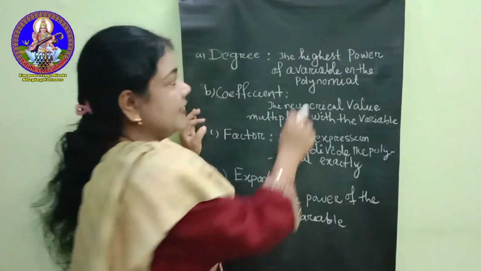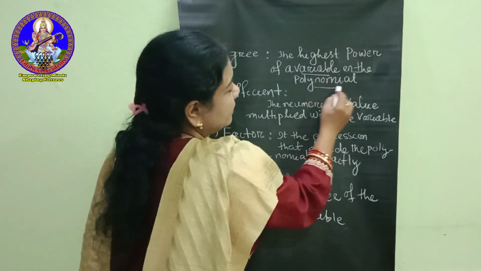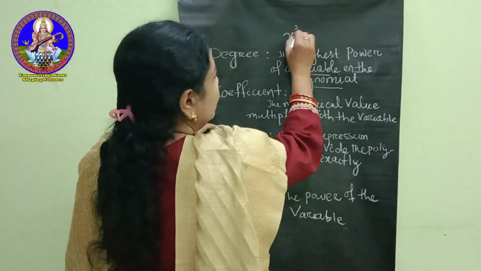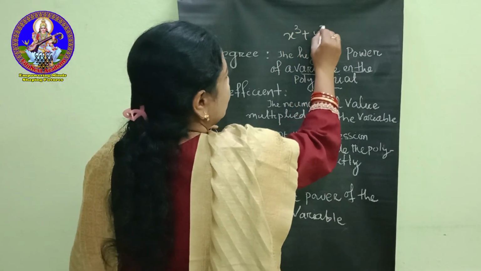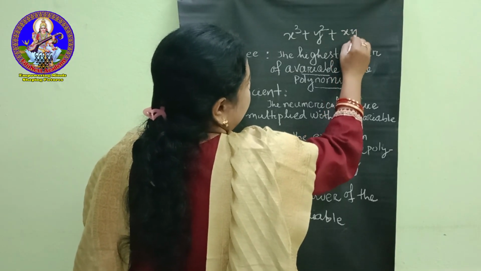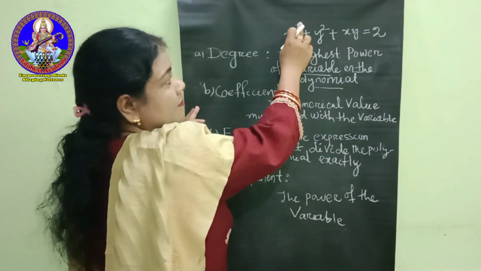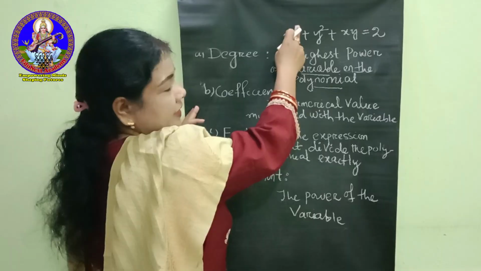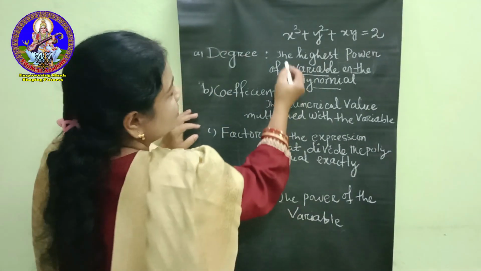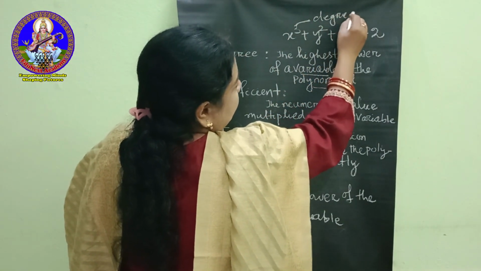Degree is the highest power of a variable in the polynomial. For example, if I write a polynomial x cube plus y square plus x and y is equal to 2. So here the highest power of the variable is 3. So the degree of the polynomial is 3.